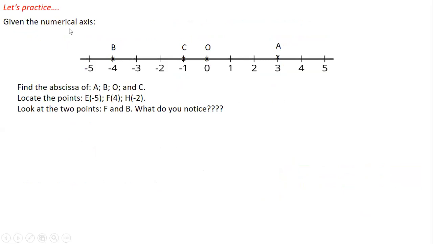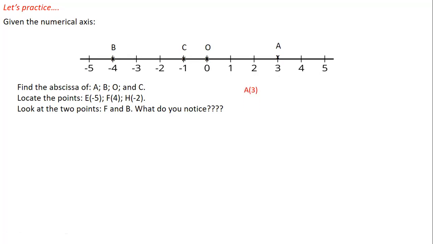Now, let's practice an exercise together. I want to ask Laris. Yes, Laris, you have a numerical axis. On this numerical axis, you have point A, you have point B, O, and C. The first question is, find the abscissa of A. What is the abscissa of A, Laris? 3. We write A parenthesis 3.